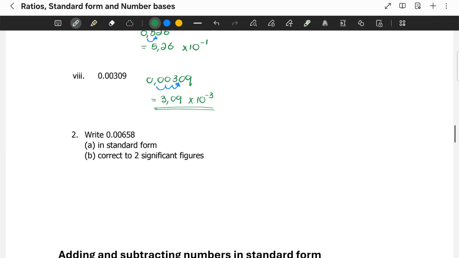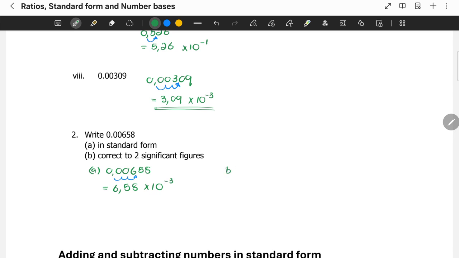So we now have a case, just for a refresher, between significant figures and standard form. So A asks us to put in standard form for the same number, 0.00658. So in standard form, the comma is going to move 1, 2, 3 places to the right. So it's going to be 6.58 times 10 to the power minus 3.